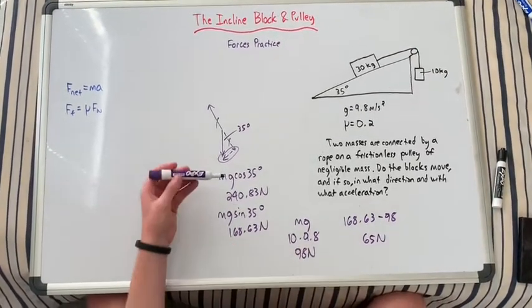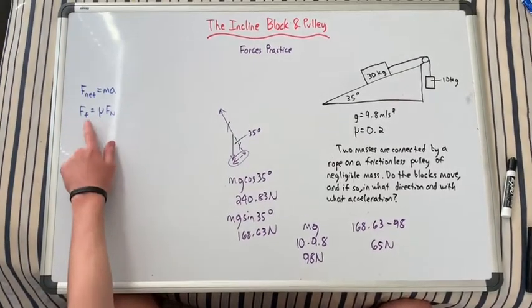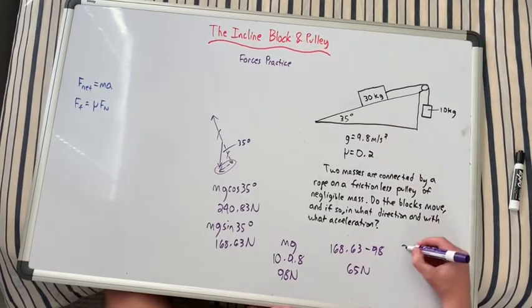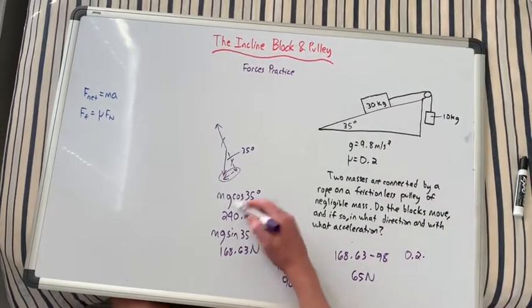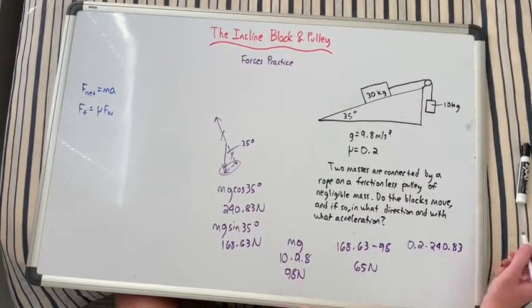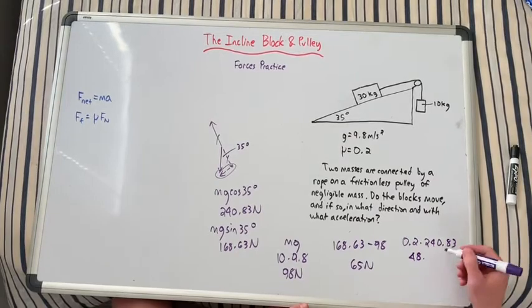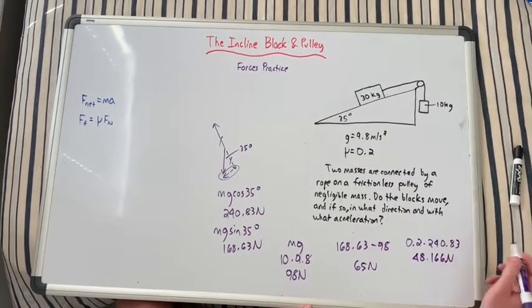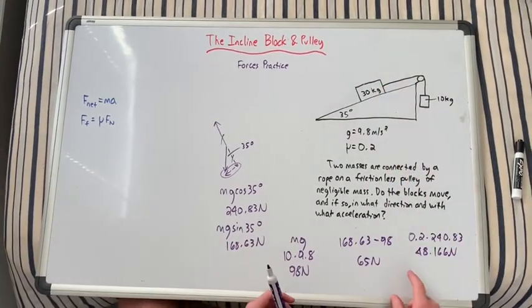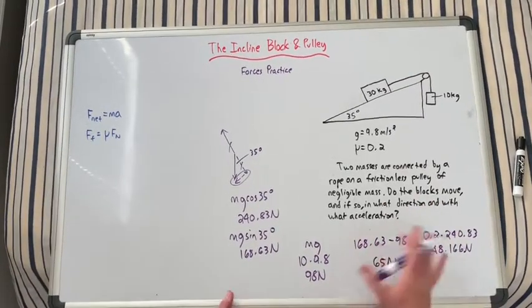So earlier, when we did mg cosine 35 degrees, we essentially found the normal force. And we know the force of friction is mu times the normal force. So we're given mu, 0.2, so we're going to do 0.2 times our normal force, which we found, which is 240.83 newtons. And now when we multiply these two values, we get a frictional force that is roughly 48.166 newtons. So we know that the net force of movement of these two blocks is greater than the frictional force, which means in this scenario, there will be motion. The blocks will not be sitting still.